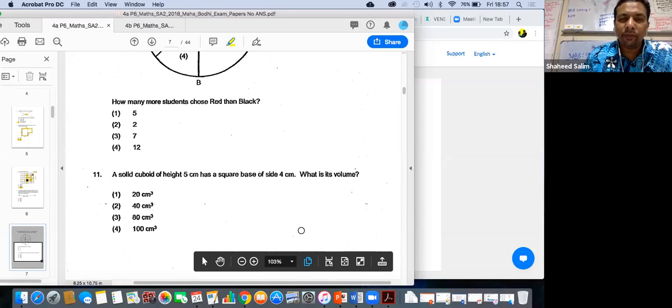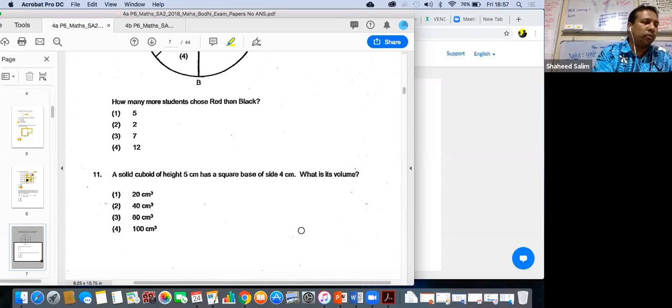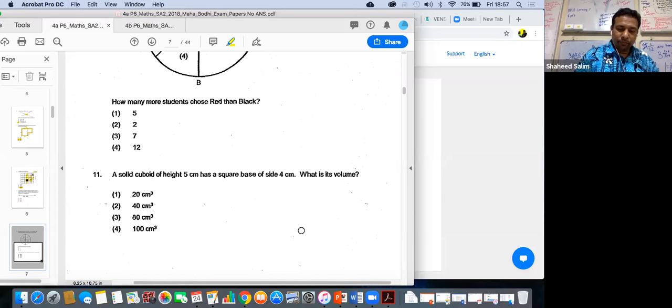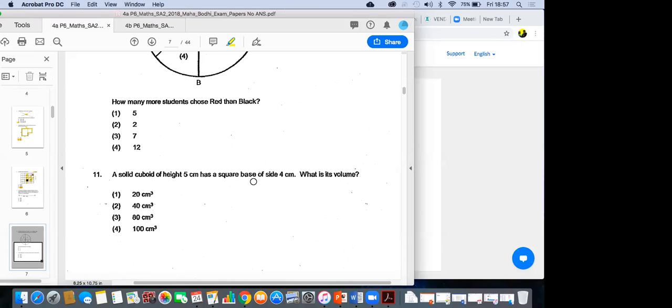A solid cuboid of height 5 cm has a base of 4 cm. If you can, you draw this out. If you need to draw out, you can draw it out. My answer is number 4. Wow, very fast, huh? So you got to ask yourself, why don't you draw it and then you'll be able to confirm what the answer is. Is it number 4? Is it number 1? Number 4.